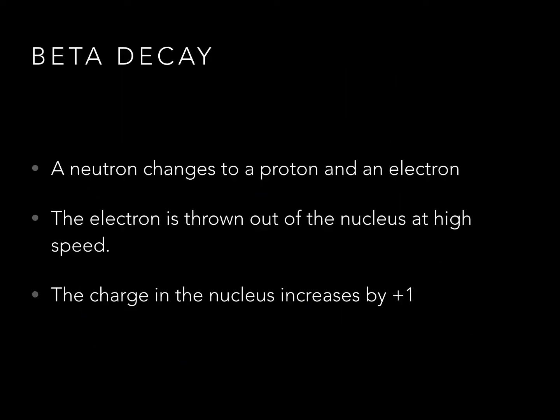Smiley face. Good. Right, the next one, beta decay. Well, it's basically when a neutron changes into a proton and an electron. The electron is thrown out of the nucleus at high speed, and the proton stays behind. The charge of the nucleus increases by +1.